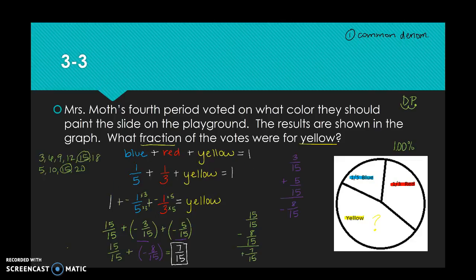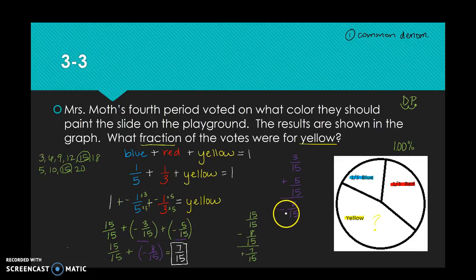Okay guys, so I went ahead and rewrote this out so you can check your work a little bit better. So blue plus red plus yellow equals 1, so you can do 1 minus blue and red to equal yellow. I went ahead and found my common denominator by listing out my multiples, and I found that 15 is the least common multiple with both of them. And then, since it was minus, I went ahead to add the opposite. And since both of these had the same sign, I was able to add those over here.